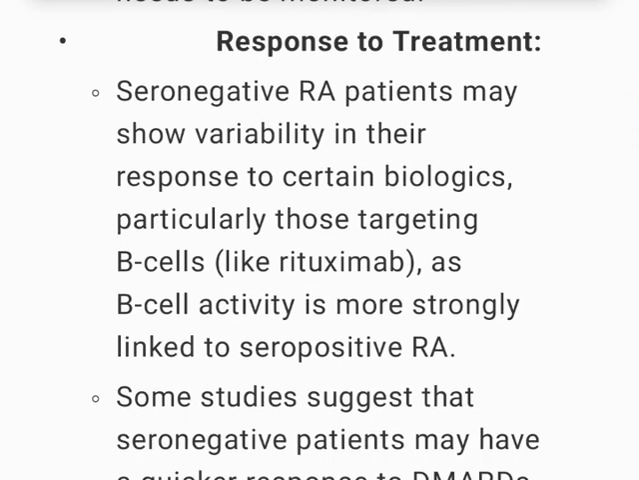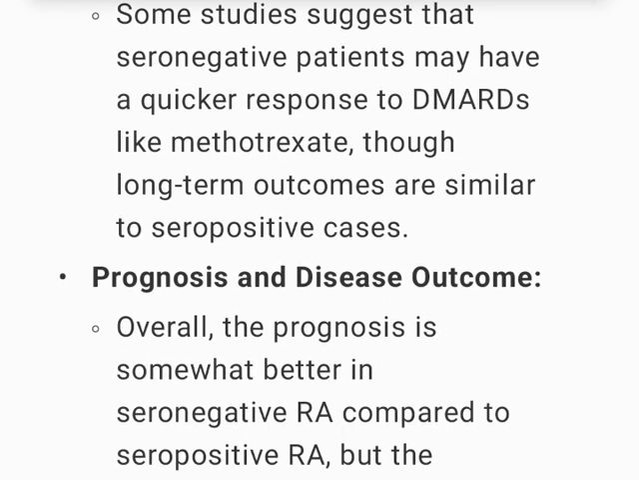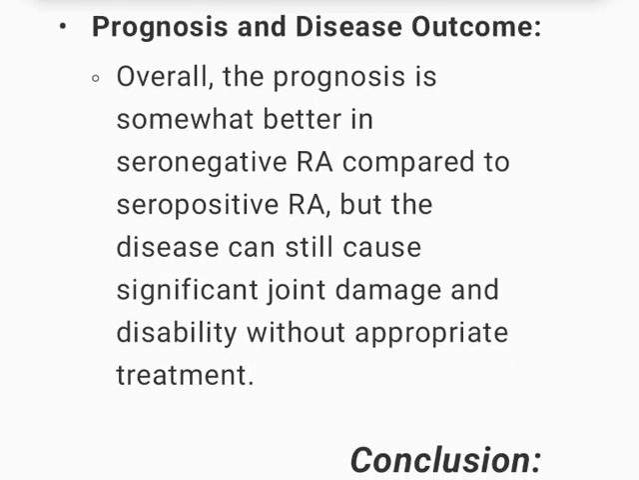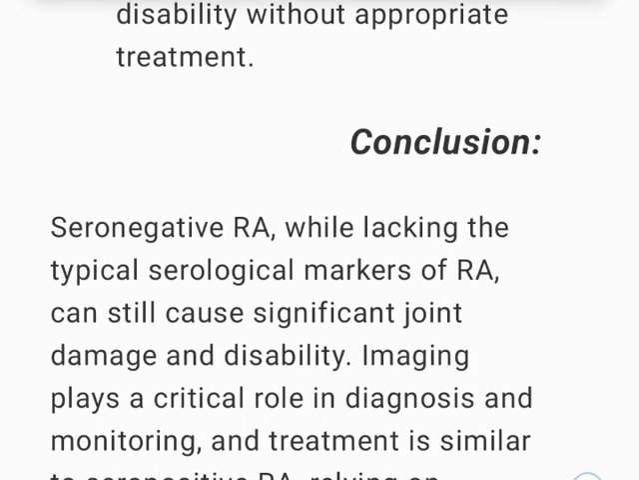Response to treatment. Seronegative RA patients may show variability in their response to certain biologics, particularly those targeting B cells, like rituximab, as B cell activity is more strongly linked to seropositive RA. Some studies suggest that seronegative patients may have a quicker response to DMARDs like methotrexate, though long-term outcomes are similar to seropositive cases. Prognosis and disease outcome. Overall, the prognosis is somewhat better in seronegative RA compared to seropositive RA, but the disease can still cause significant joint damage and disability without appropriate treatment.